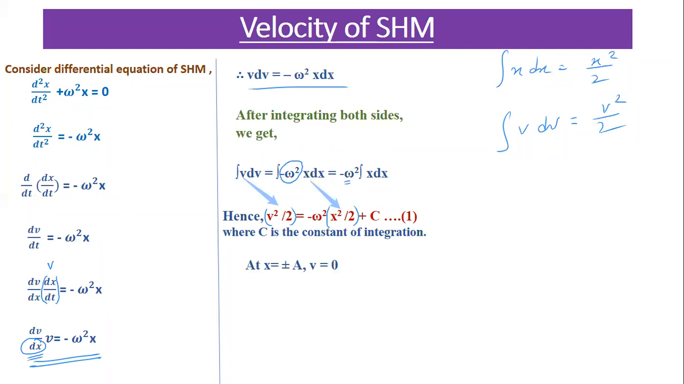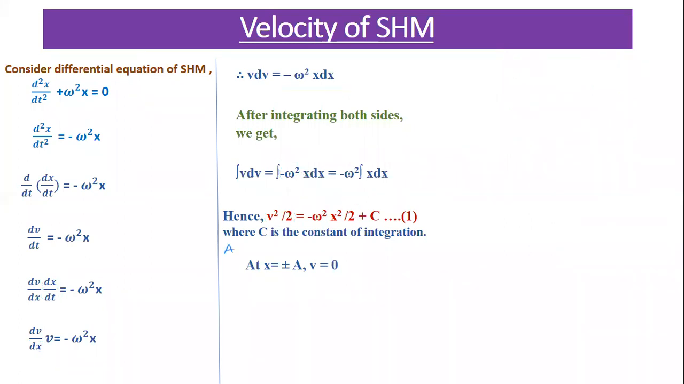So at extreme position, what is extreme position? I already explained it. At the mean position x is equal to 0. At the extreme, x is equal to plus a on one side, and on the other side x is equal to minus a. When the particle is following this to and fro motion, at the extreme the velocity of the particle is 0.